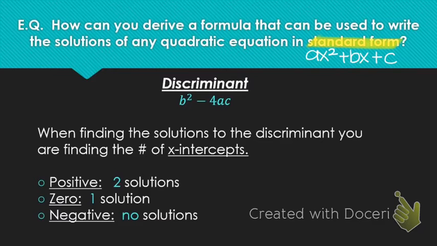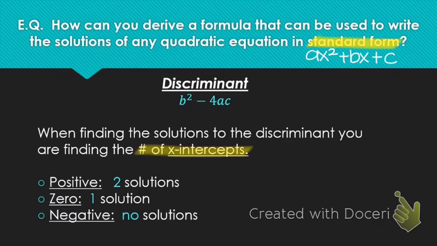Now, the first thing we're going to look at is something called the discriminant. So we're not to the quadratic formula yet, but in order to do the quadratic formula, we've got to start by working with the discriminant. Now, what does the discriminant tell us? When finding the solutions to the discriminant, you are finding the number of x-intercepts. So I want you to highlight where it says number of x-intercepts. You're not actually finding the x-intercepts. You're finding out how many x-intercepts the problem will have.